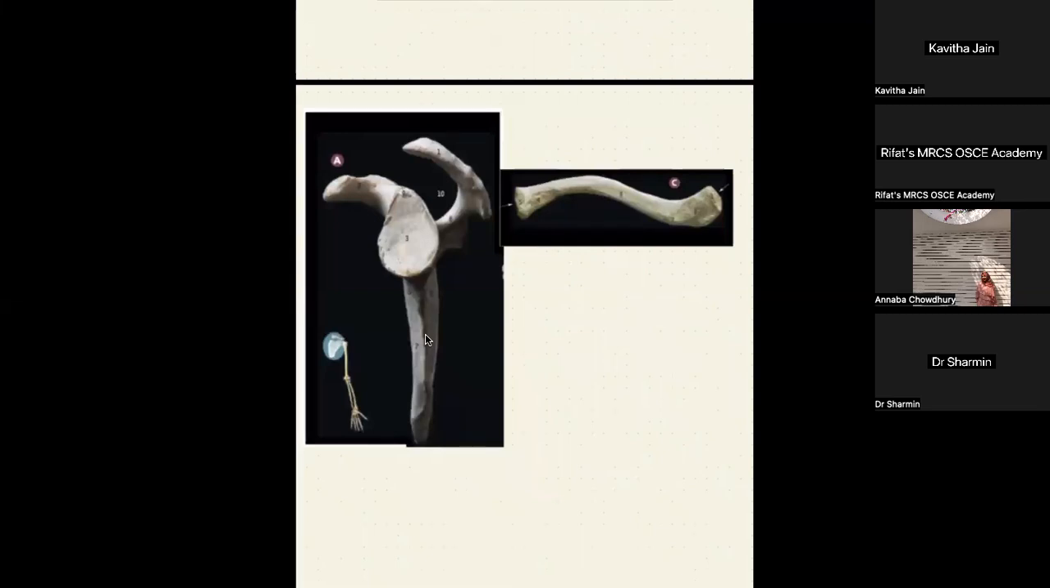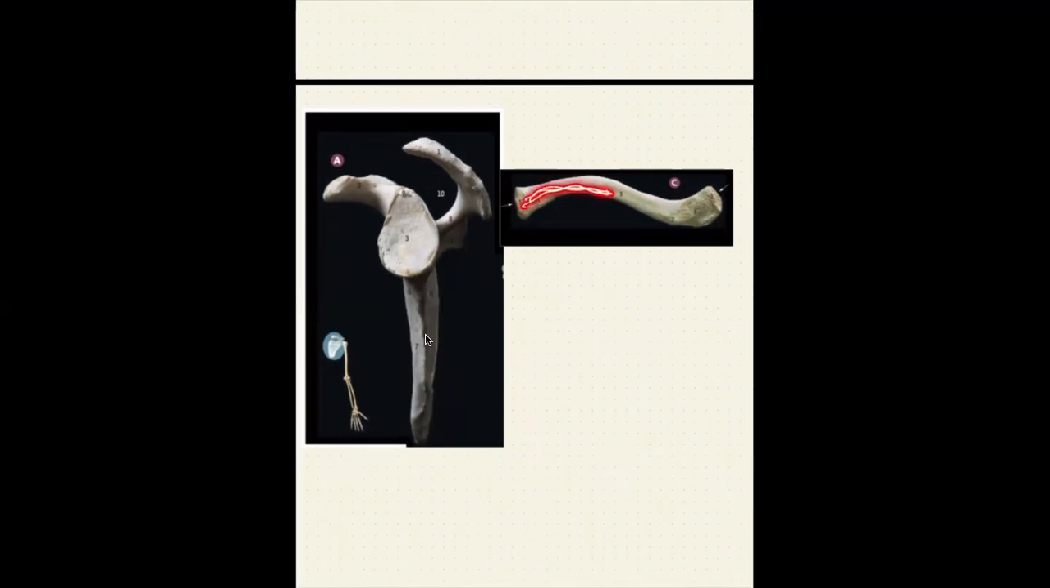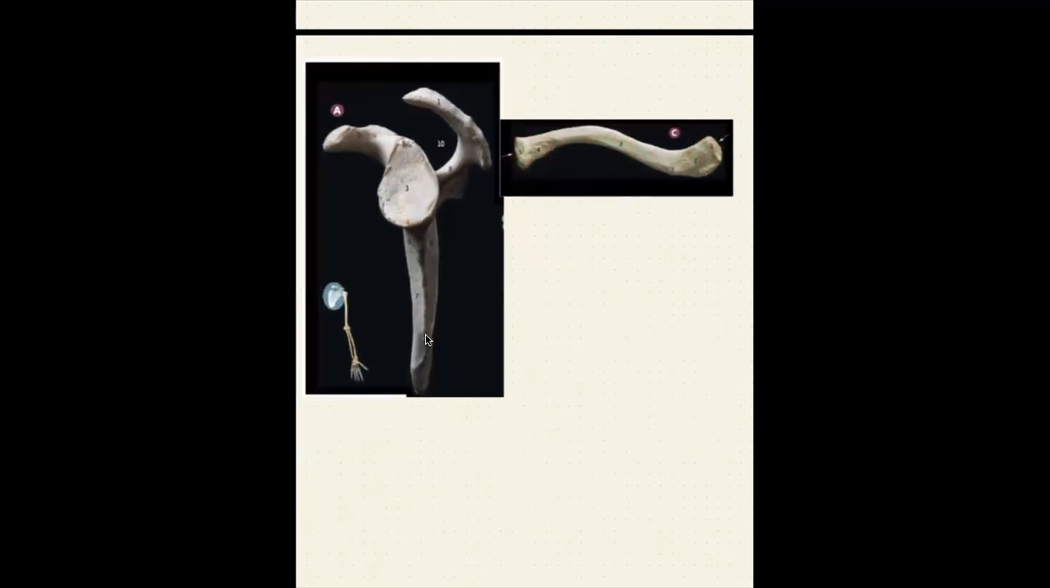The head and the medial one third will be convex to the front, and the lateral one is concave, right? We can see this is the left clavicle because we can see the inferior surface here. So don't forget this one, because it has come in the exam several times.